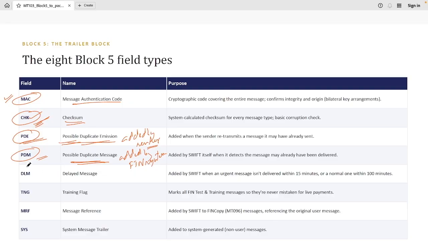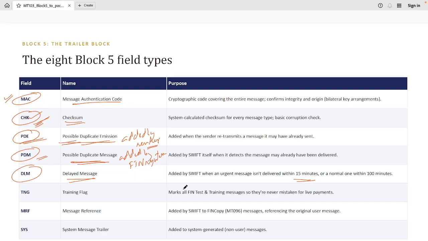Next is DLM. DLM stands for delayed message. This field indicates that a message was not delivered within the delivery time defined for the applicable FIN priority. In traditional FIN definitions, the delivery monitoring period is shorter for urgent priority traffic and longer for normal priority traffic. For example, 15 minutes for urgent messages and, for example, 100 minutes for normal messages.